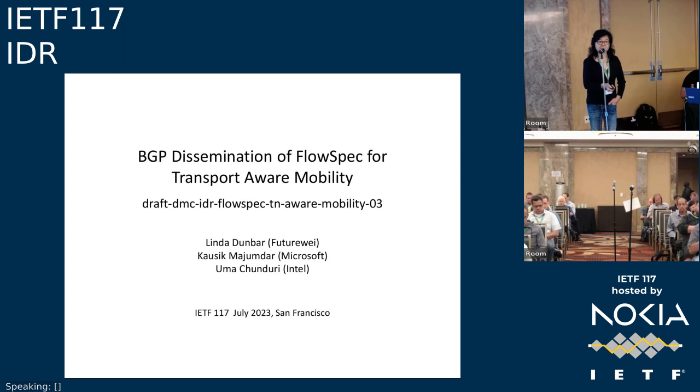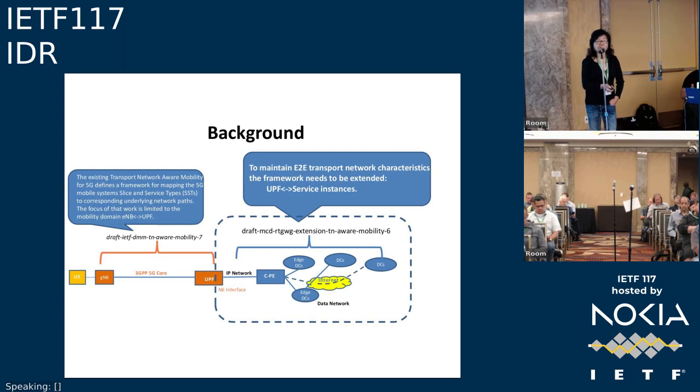We call it transport network aware mobility. Background: in the DMM working group, there's a draft mapping services into different slices within the 3GPP core, basically from the gNodeB to the UPF. Based on the application service characteristics, they assign them into different network slices. So in the RTG working group, we have a draft to extend those characteristics into the IP network.